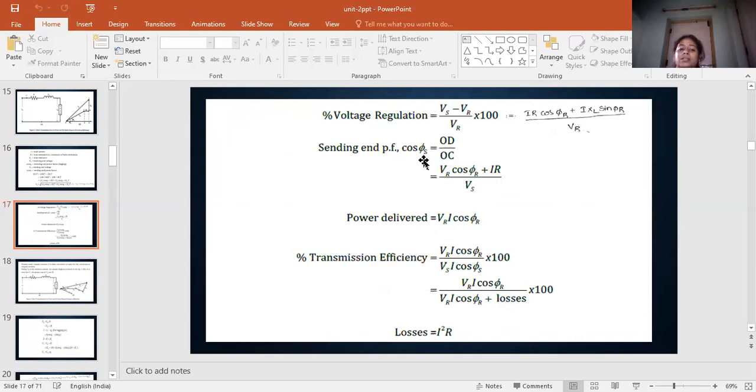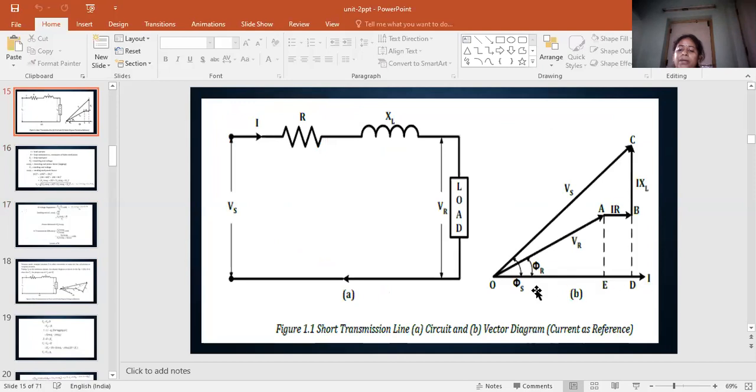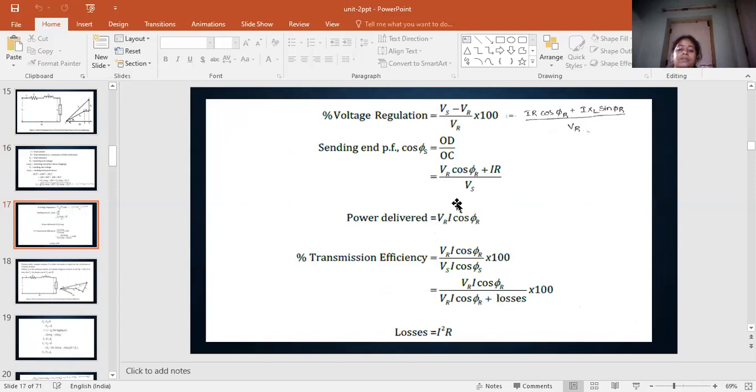This is the formula we need in the problems. The sending end power factor cos phi s equal to, this is also from the phasor diagram, OD by OC for the triangle. So cos phi s is equal to OD by OC. We can substitute the value of OD and get the value for the sending power factor. By using this formula, we can determine the leading or lagging power factors also. And for the efficiency, VR I cos phi r by VS I cos phi s.